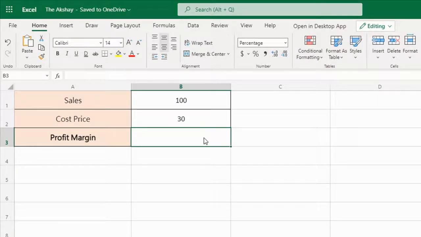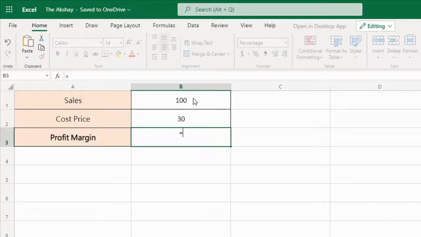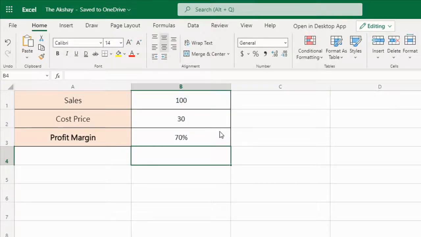So to calculate profit margin, equal to select sales minus cost price divided by sales. Add round bracket for subtraction because we want Excel to do subtraction first, then divide it by the sales. If you don't add round bracket, the division will happen first. So make sure you add round brackets. Press enter. 70% is the profit margin.